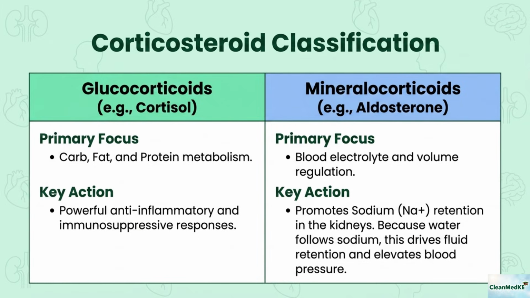We generally classify corticosteroids into two main buckets. First, we have glucocorticoids, like cortisol, which primarily focus on metabolism and provide those powerful anti-inflammatory responses we rely on clinically. Then we have mineralocorticoids, like aldosterone. Their primary job is electrolyte and volume regulation. They promote sodium retention in the kidneys, and because water follows sodium, this drives fluid retention and elevates blood pressure.